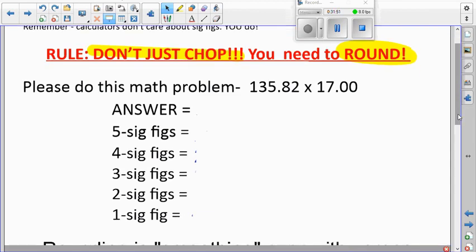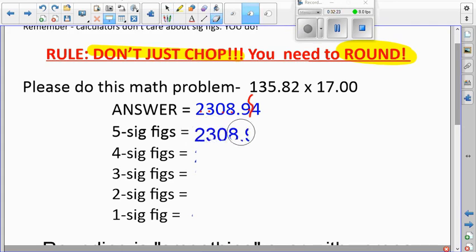Let's talk about rounding real quick, and I'll let you guys practice on your own. So if you were to plug this into your calculator, 135.82 times 17.00, you would get this answer right here. So it's a little over 2,000. Now, what if Mr. Workman was only allowed to keep 5 sig figs? Well, he'd be like, okay, 1, 2, 3, 4, 5. He'd have to round after that 9. Does that 9 round up or down? Down. So here's what he'd write as his final answer: 2,308.9.